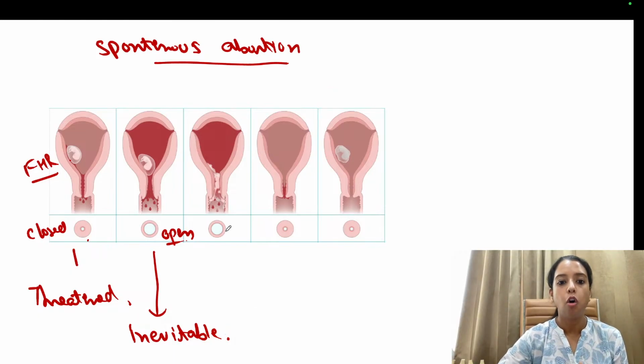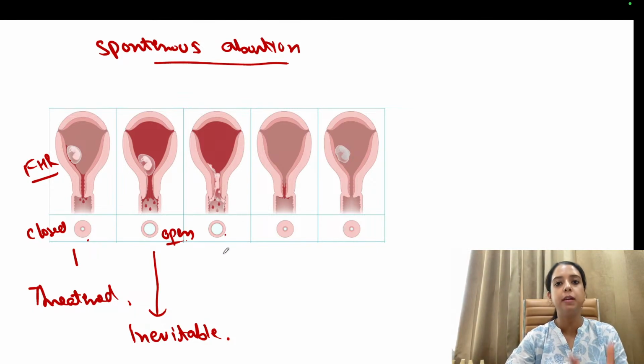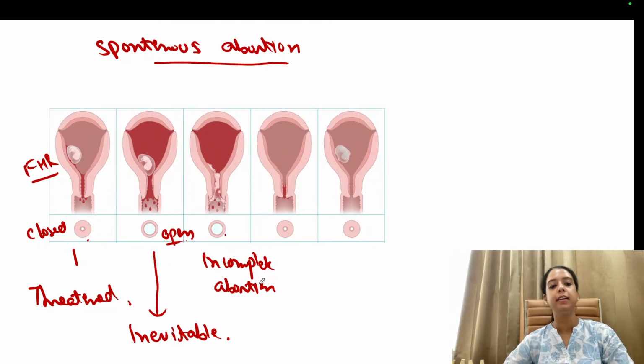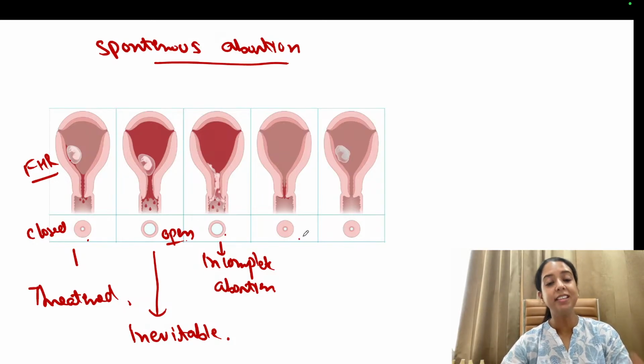Third situation, the os is open but there is no G-sac on ultrasound. What I feel is only some products of conception, only some tissue in the vagina and uterus. It means abortion has happened. Most likely it is the placental mass left behind. So it is incomplete abortion. The baby has come out, only some placental tissue is left behind. This is incomplete. Okay? Question number 4. Patient has come to you with bleeding, the os is closed.